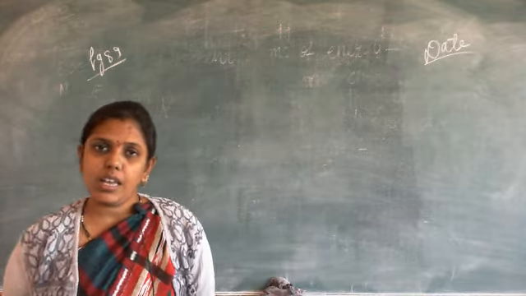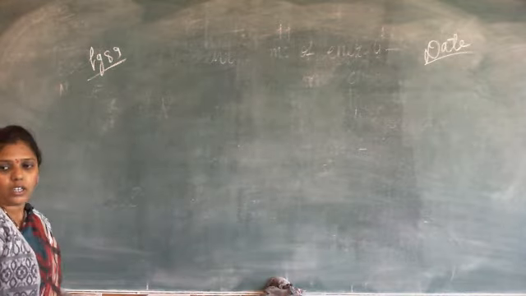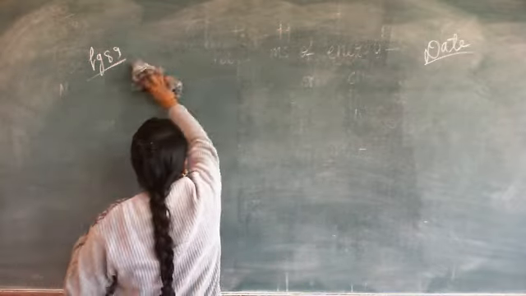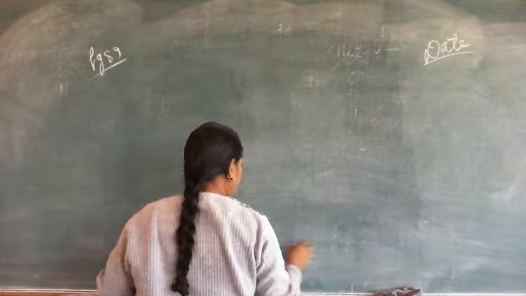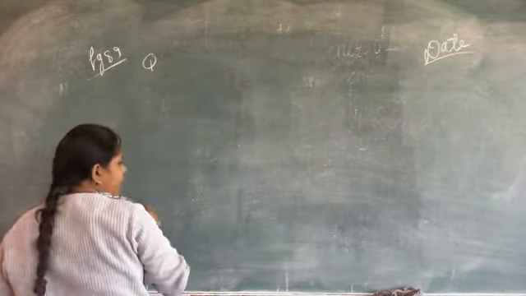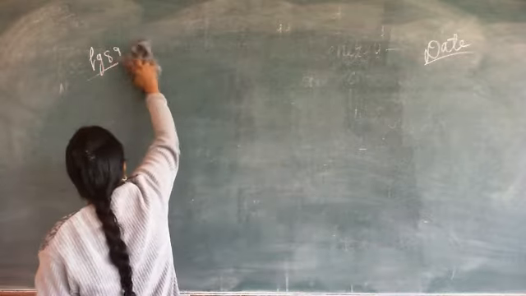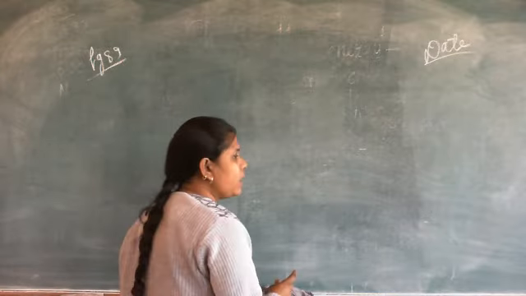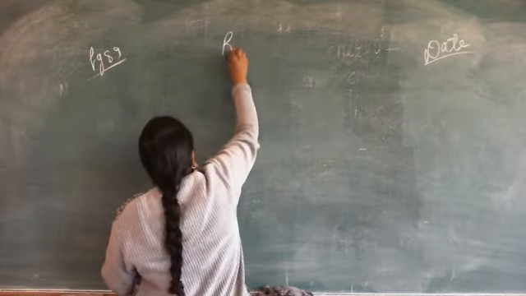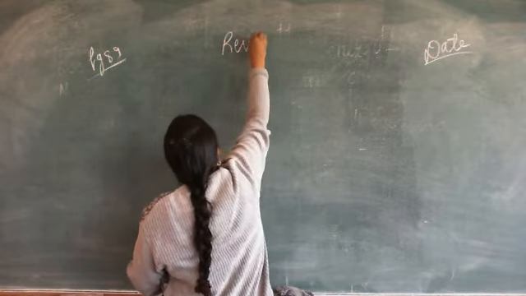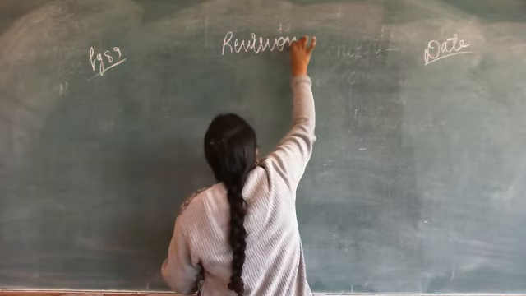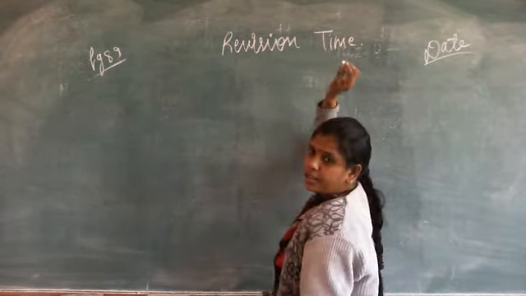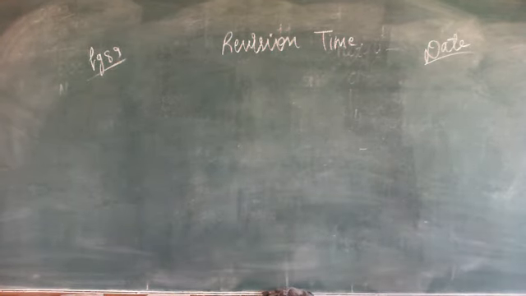Write question 1A. First write on the top of your notebook, Revision time. What are we doing today? We are starting revision time. So write Revision time.